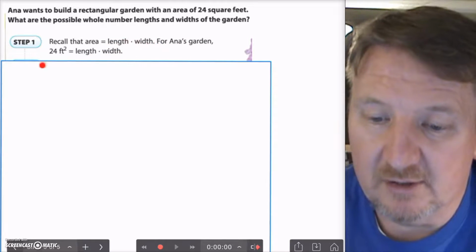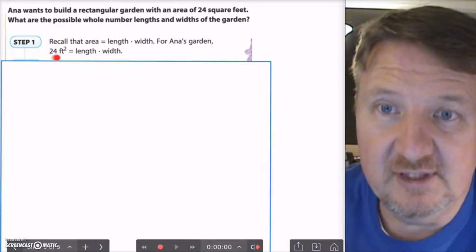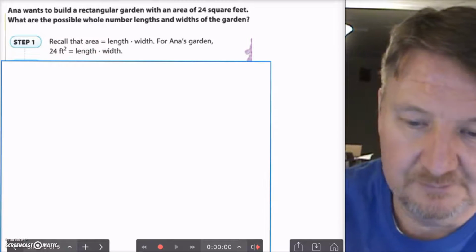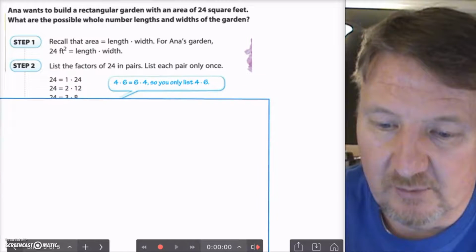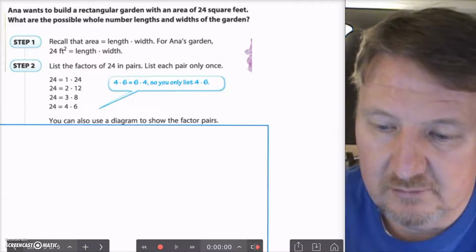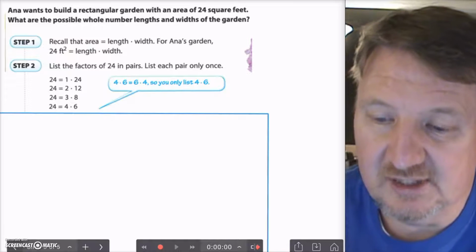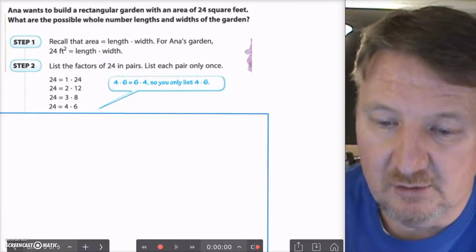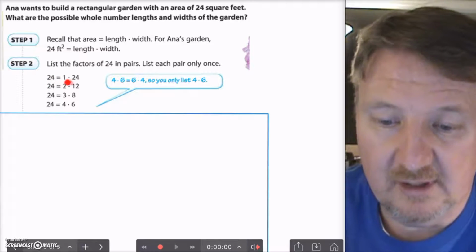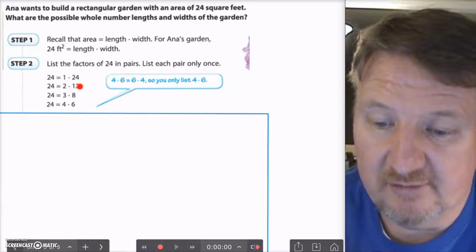So for Anna's garden, 24 square feet is going to equal 2 numbers multiplied together. All right, that's what we know. The next thing we want to think about is all the factors of 24. It says list each pair only once. I want that. With 24, I always start, like I said, with 1 times 24.